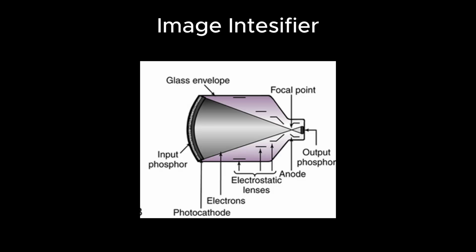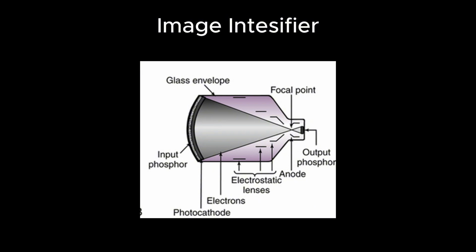Step 3, we have the accelerating anode. The electrons are pulled toward the output by the positively charged anode. It accelerates them, but they don't get struck on the anode like how a regular X-ray tube would. There's a hole in the center where the electrons are going to pass through. So step 4, we have electrostatic lenses. These lenses have a negative charge and they act like a funnel. They focus the electrons toward the center of the tube in a process called electron optics.